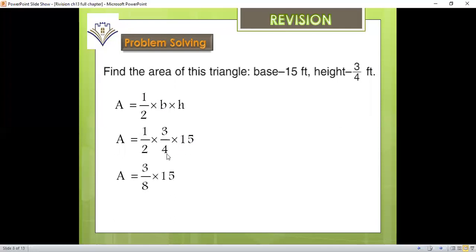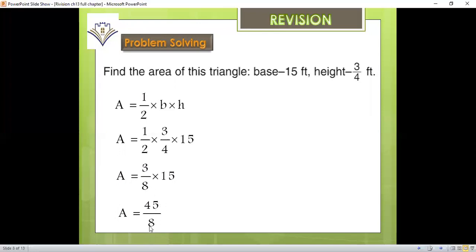Can you simplify? 4 and 5, no. 2 and 15, no. Then 1 multiplied by 3 equals 3, and 2 multiplied by 4 equals 8. Then the area is 3/8 multiplied by 15. 15 means 15 divided by 1. Can we simplify 8 and 15? There isn't any common factor between them. Then 3 multiplied by 15 is 45, and 8 multiplied by 1 equals 8.